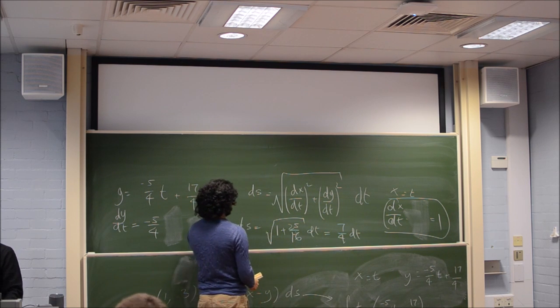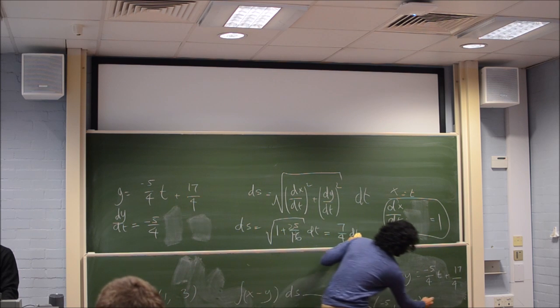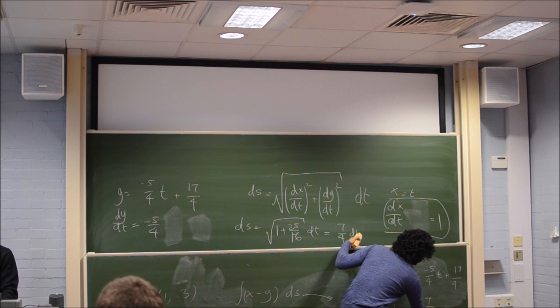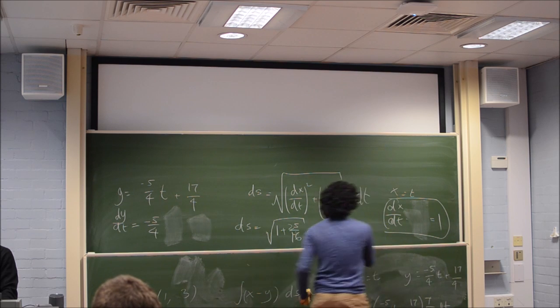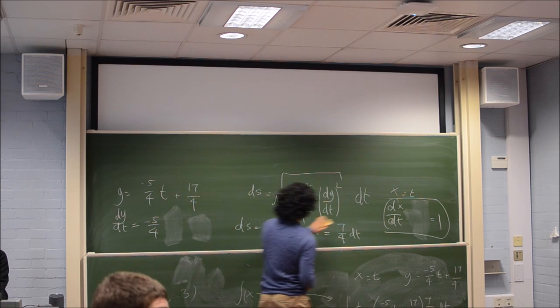We have ds as well, so now we're going to plug the ds value in there, and we're going to get square root of 41 over 4 dt. Right. Good. Sorry.